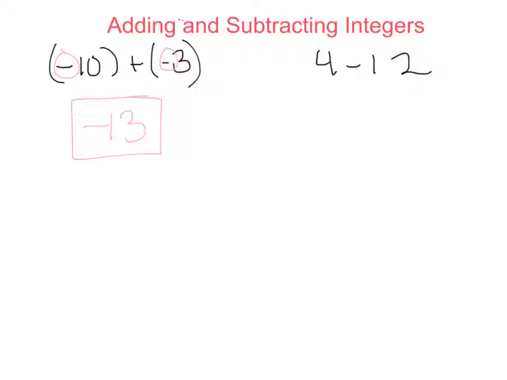For the next example, it's 4 minus 12. We can look at it as 4 plus a negative 12. So the signs are different, which means we subtract. 12 minus 4 would be 8. Keep the sign of the larger. 12 is larger and it has a minus. So our answer is going to have a minus.